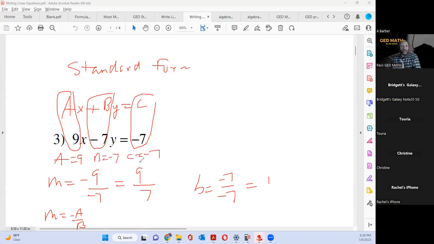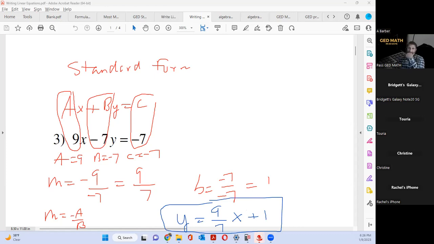But if you notice, I didn't even do that. I recognize this is standard form. I said negative a over b: negative 9 over negative 7. My slope is 9/7. I'm done. My y-intercept is negative 7 over negative 7, which is 1. I found my slope and y-intercept. Now, if they want to know what this equation is in slope-intercept form, it would be y equals 9/7 x plus 1. I'm done. All the way out, I'm done.